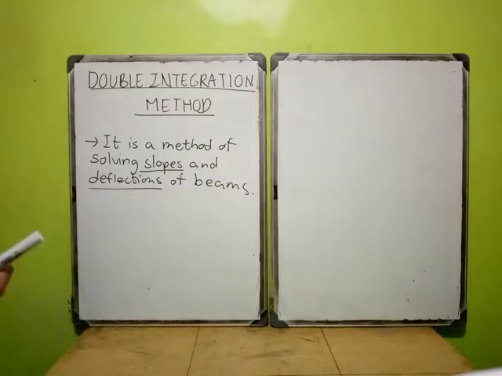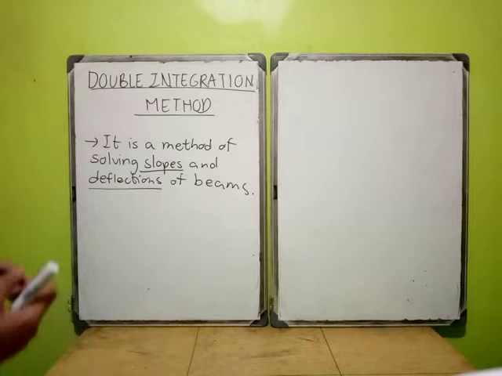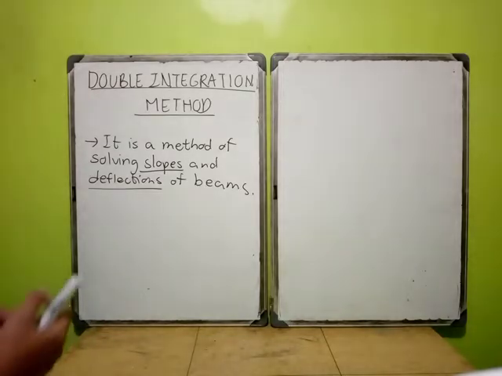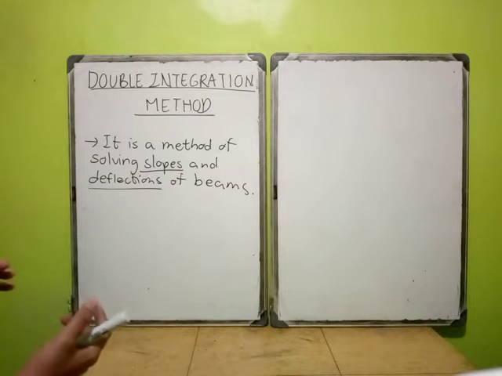So the other methods are Macaulay's method, conjugate beam method, and moment area or area moment method. Okay, so in my own opinion, itong double integration method is the most flexible in terms na nagbibigay siya ng general formula. Pag na-compute mo yung general formula, mako-compute mo yung slopes at deflection at any point of the beam.